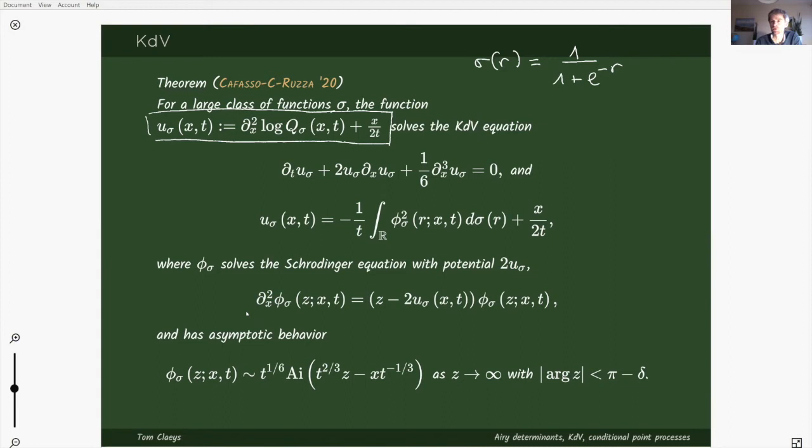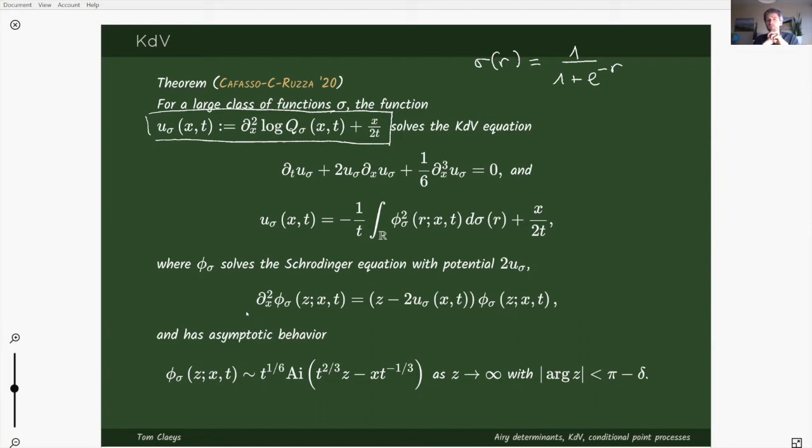So I just write here for a large class of functions sigma. Essentially what you need is a function that goes to 0 at minus infinity, that goes to 1 at plus infinity, that is increasing, although that is probably not even really necessary. You need it to be smooth enough. Also, that is not really necessary. You could have a finite number of discontinuities. And then there are some technical regularity assumptions we need on sigma, but it holds for quite a general family of functions sigma.